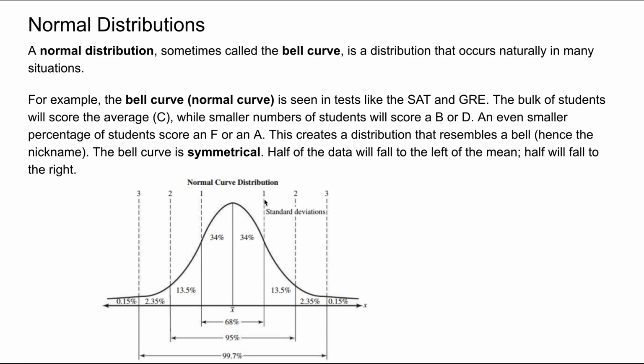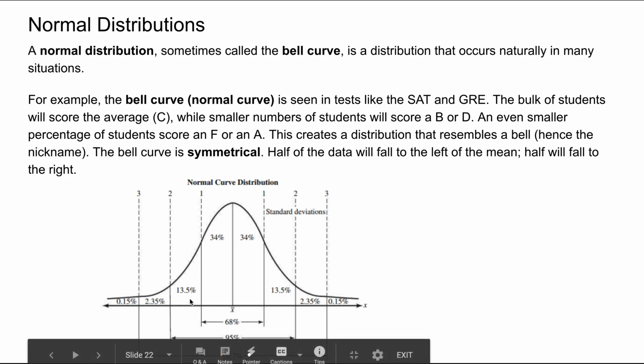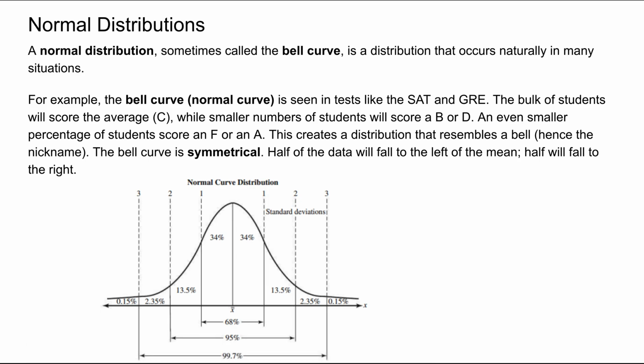Similarly, we can get to know that 95% lie within two standard deviations. So when we are adding all of these values together, that is 95%.